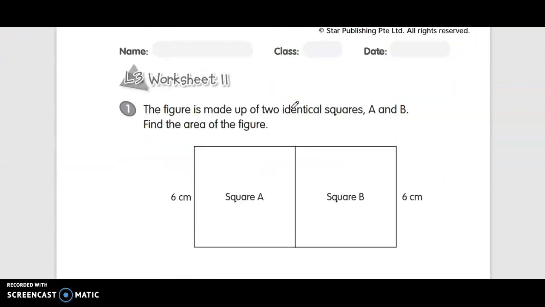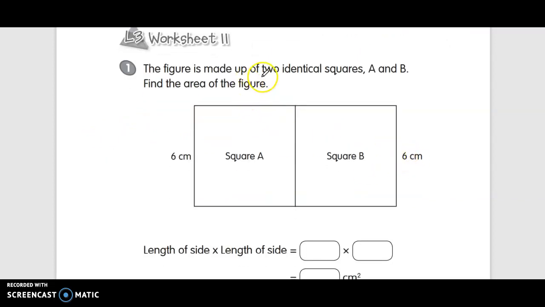Okay, the last page of your homework is on page 137. Okay, let's read this question. The figure is made up of 2 identical squares, square A and square B. Find the area of the figure. So, what does identical mean in this question? They mean they are the same. Okay, they are the same square.